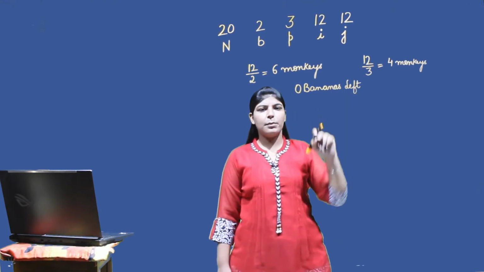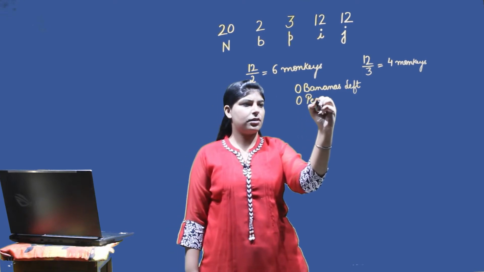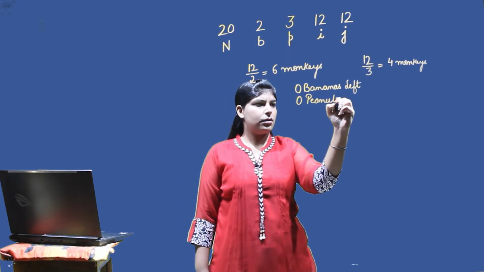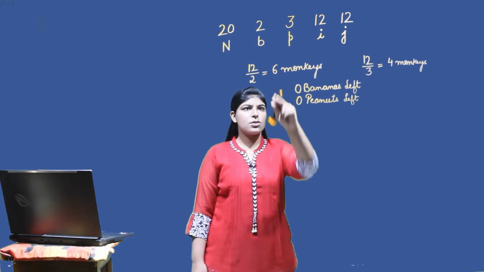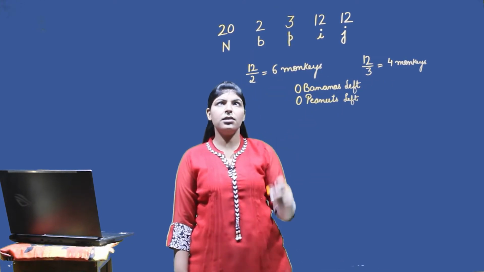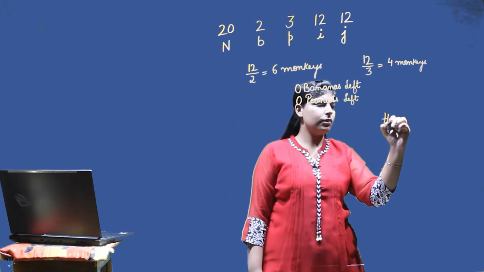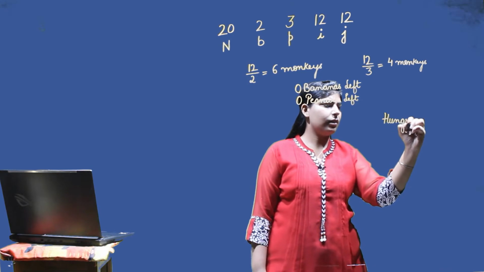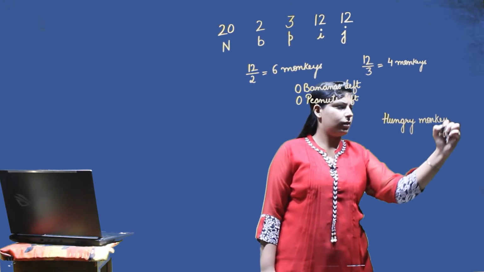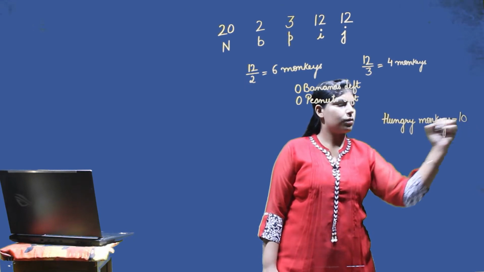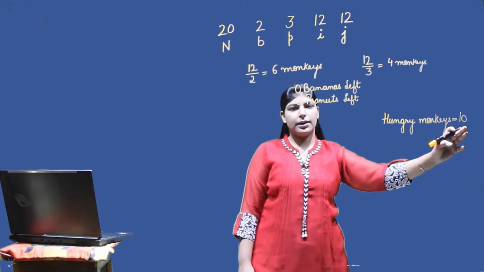Similarly, when I divide 12 by 3, no remainder is left. So 0 peanuts are left. So all the food is finished. So 6 plus 4, 10 monkeys have eaten. In total we had 20 monkeys. So hungry monkeys are 20 minus 10, they are 10. Monkeys are left hungry. So the output in this case will be 10.